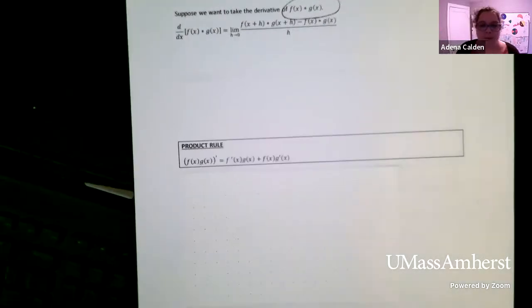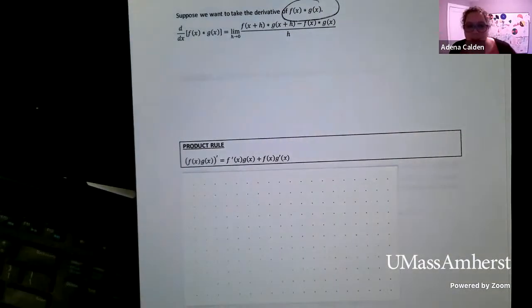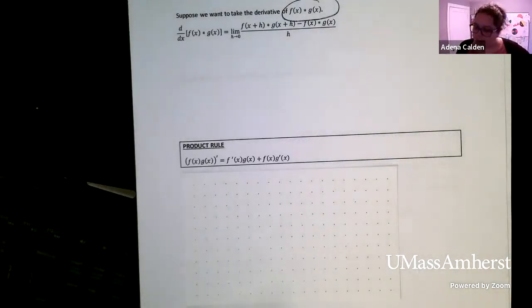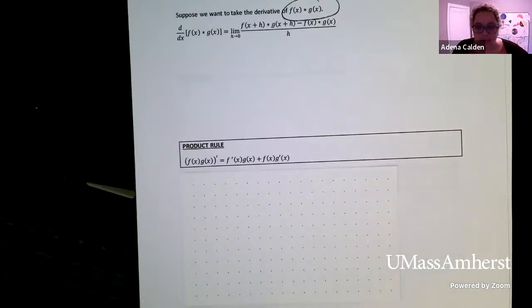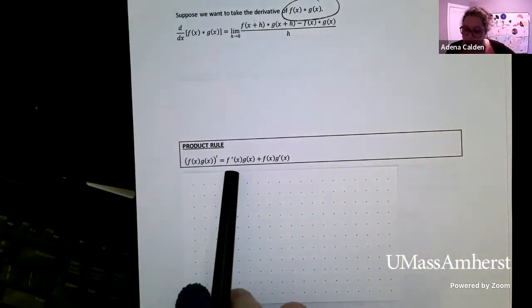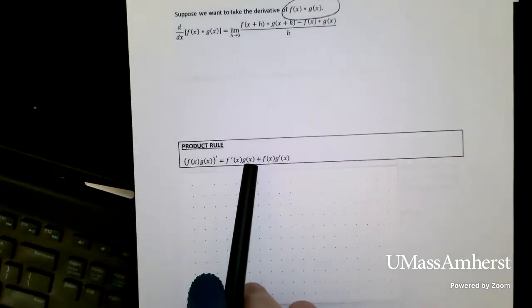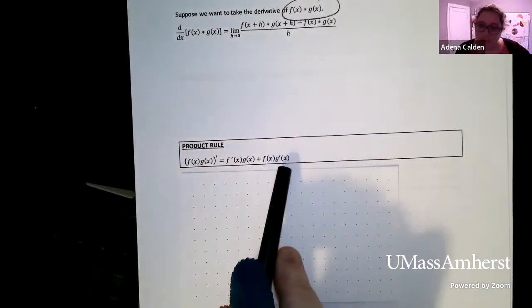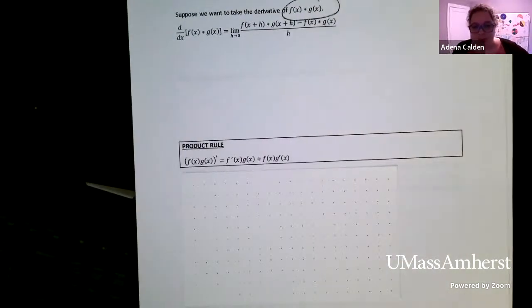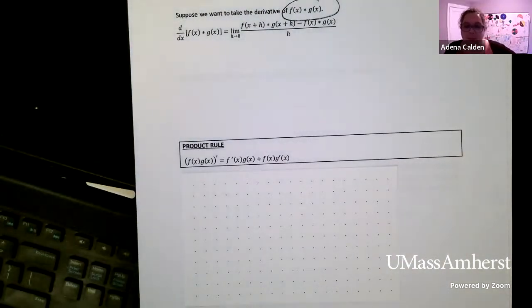So what does this formula say? This formula says if you have two functions multiplied together, so f of x times g of x, and you want to take the derivative, then the derivative is going to be the derivative of the first function times the original second, plus the first function times the derivative of the second function. So we have this formula that we have to apply here.